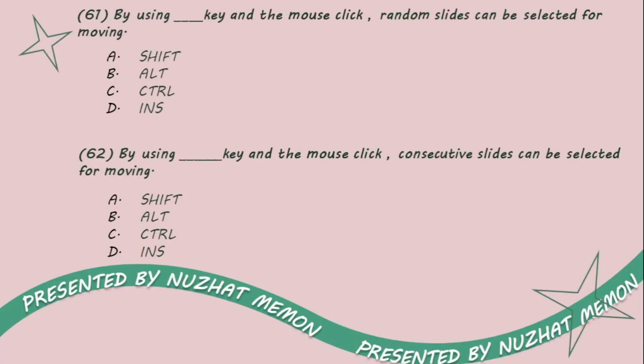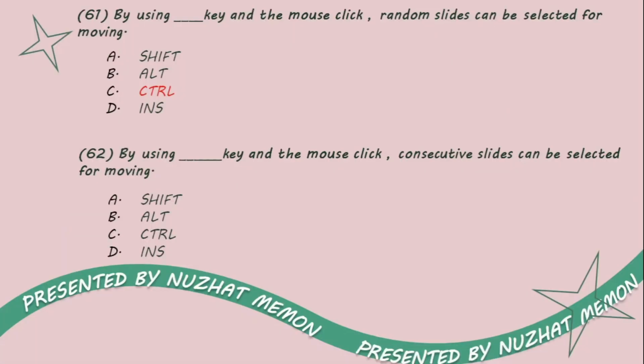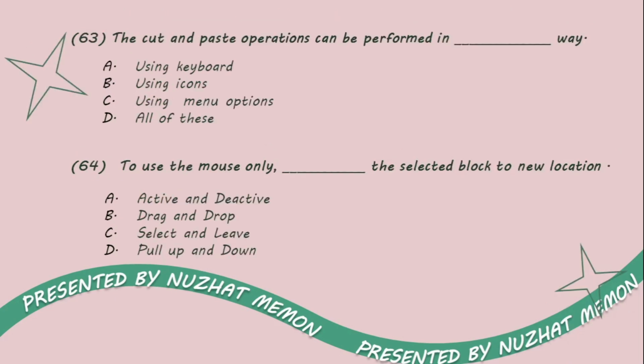Next, by using the Control key and the mouse click, random slides can be selected for moving. So by using the Control key, you can move the random slides, right? For example, here, you can move those random slides anywhere. Next, 62. By using the Shift key and the mouse click, consecutive slides can be selected for moving. Yes, if you want to move the consecutive slides, you can use the Shift key. So you don't have to get confused between the moving and the selecting of the slides, right? Let's go to the next point.